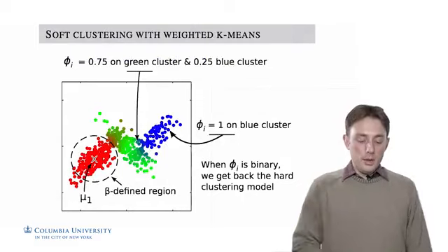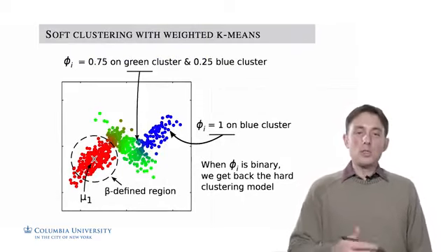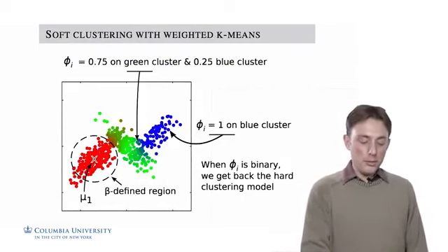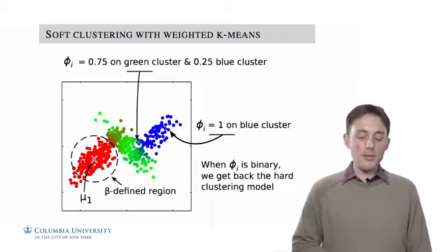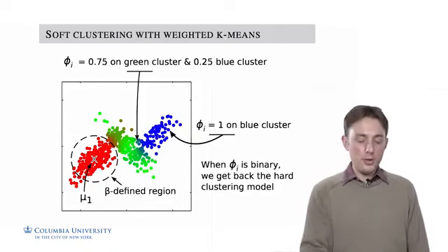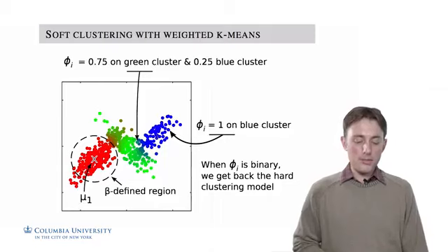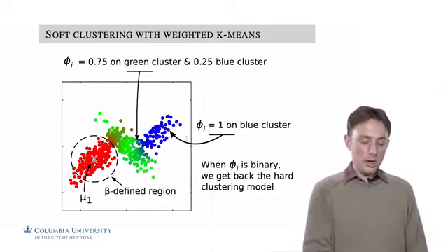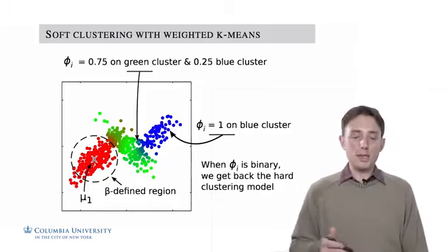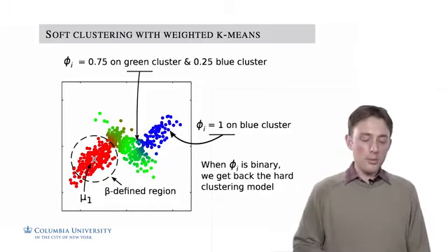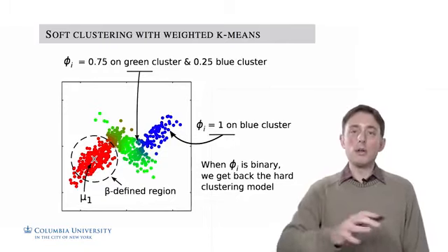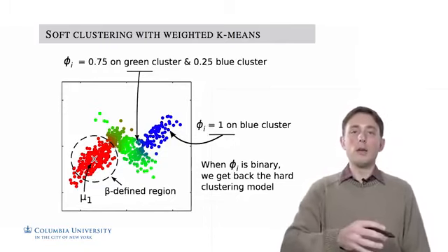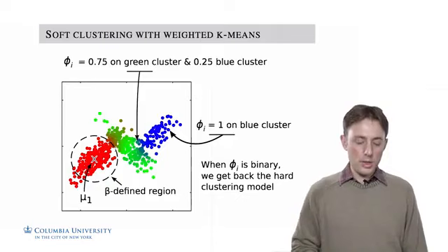So if we look at a plot like this, what soft k-means would do, for example, for a point like this, is say that a 0.75 fraction of this point is assigned to the green cluster, and a fraction 0.25 is assigned to the blue cluster. Whereas a point here would be entirely assigned to the blue cluster, and a point here might be entirely assigned to the red cluster. These border points are split across clusters to account for the fact that we're less certain about which cluster they come from.